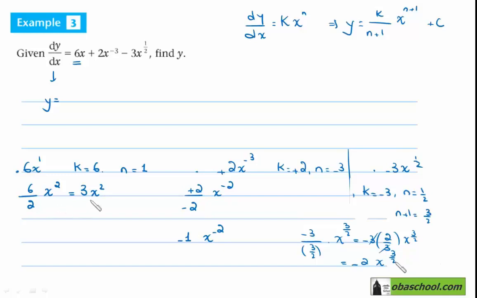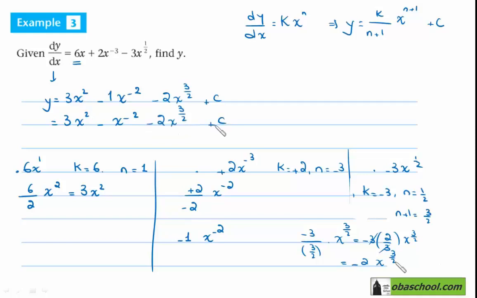Now we can write all of these terms, the integration of these terms, in front of y. So y is equal to 3x squared, the integration of the first term, minus 1x to the power minus 2, the integration of the second term, and minus 2x to the power 3 over 2, the integration of the third term, plus a constant. We always have to remember the constant. Therefore, it's equal to 3x squared minus x to the power minus 2 minus 2x to the power 3 over 2 plus the constant.